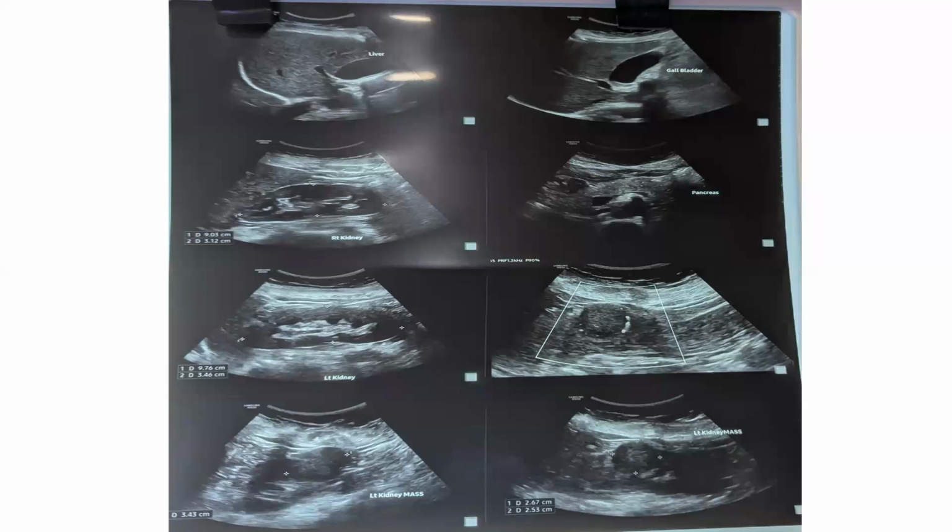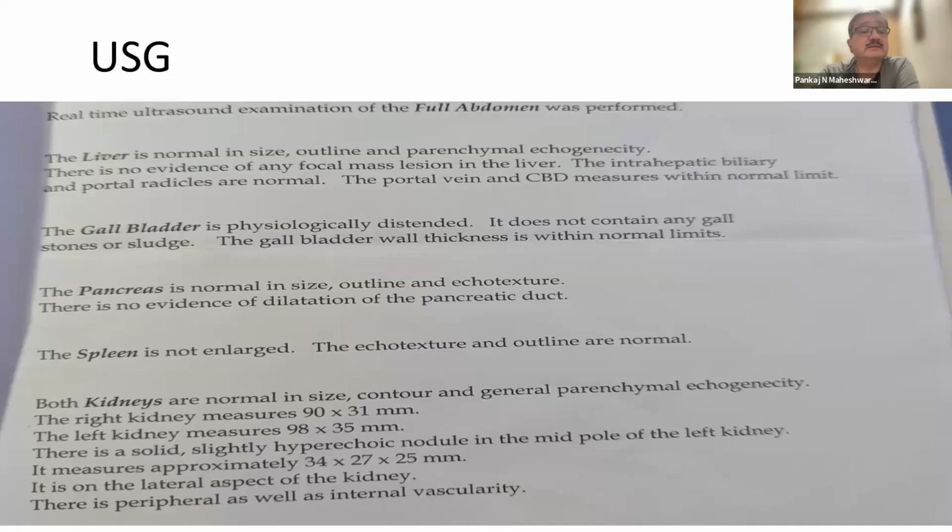Can you see the report? So a few things you can say here: one, it is a mid-pole mass. I don't think there is any hydronephrosis, and it is nearly endophytic, with just a very marginal variation in the contour of the kidney. And the third picture shows it from above. Yes. Okay, show the report. Go to the next slide.